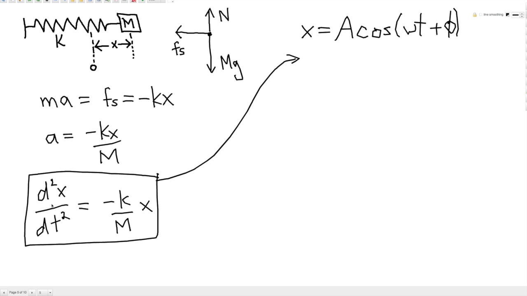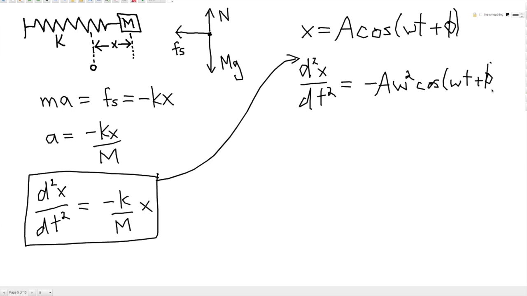Okay, now all we want to do is substitute this solution inside this differential equation. In order to do that, notice on the left-hand side we have to take the second derivative of this function. So let's go ahead and do that. The second derivative of this solution that I gave you is simply going to be minus A omega squared, and again, times cos of the same function, omega t plus phi.